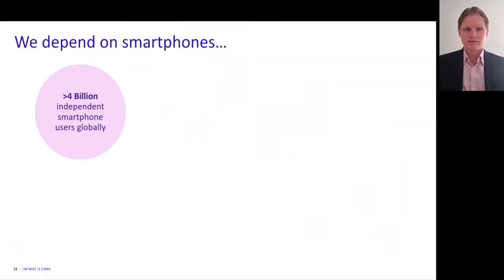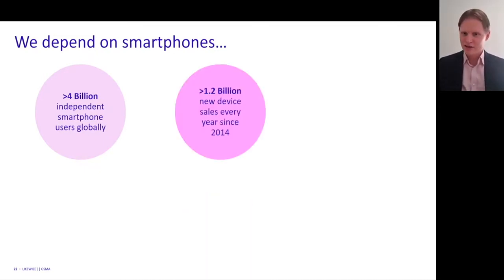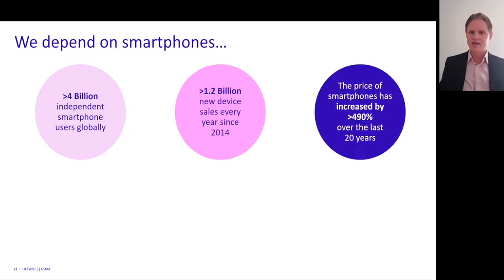So why are we doing it? I've alluded to this throughout the presentation, but we are dependent on smartphones, and to have more than 4 billion independent smartphone users globally tells us just how dependent we are. Every year since 2014, we've sold over 1.2 billion new products. Now, on one hand, you might say phenomenal.